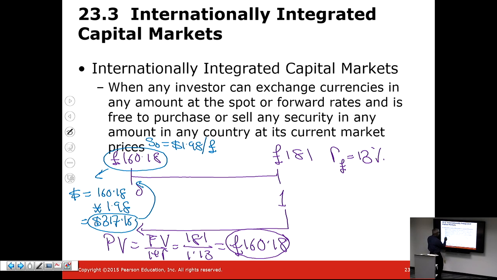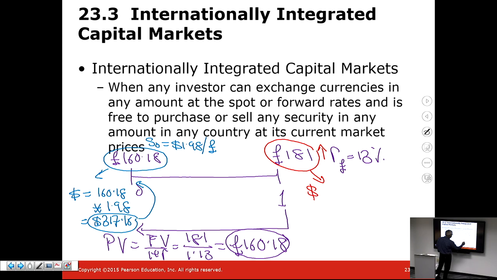So in pounds, the value is 160.18, and in dollars, it is 317.16. Now, the US investor that purchased this stock at $317.16 is expecting that the value of this currency will rise in the future, but then they have to convert it into dollars. What would that look like?